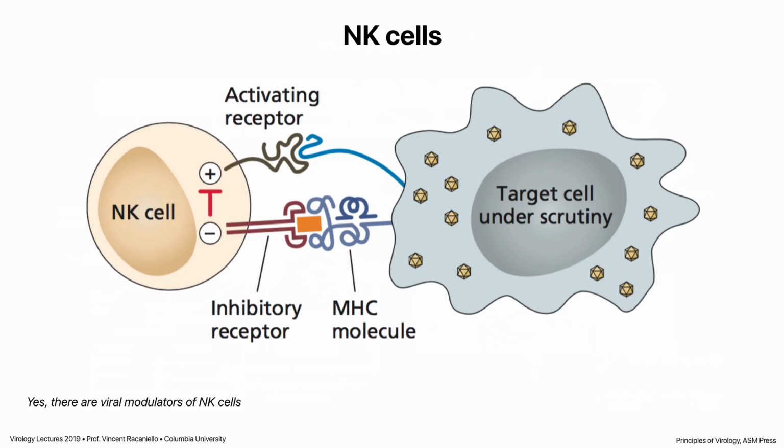And yes, there are viral modulators of NK cells. Viral proteins can interfere at all these steps and fool, for example, the NK cell. They can put up MHC homologs on the cell surface and fool the NK cell into thinking that it's not infected, do all kinds of things like that.